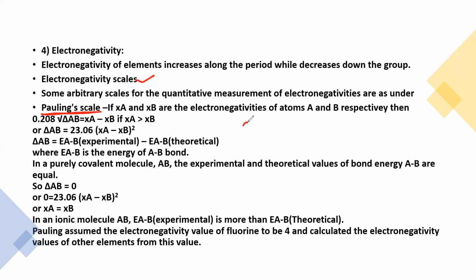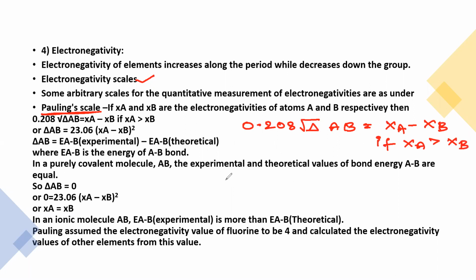Then 0.208 root delta AB is equal to XA minus XB, if XA is greater than XB. Root delta AB is outside; it is not inside. The square root is only for delta. So root delta AB outside is equal to the electronegativity of A minus the electronegativity of B, if the electronegativity of A is greater than that of B.